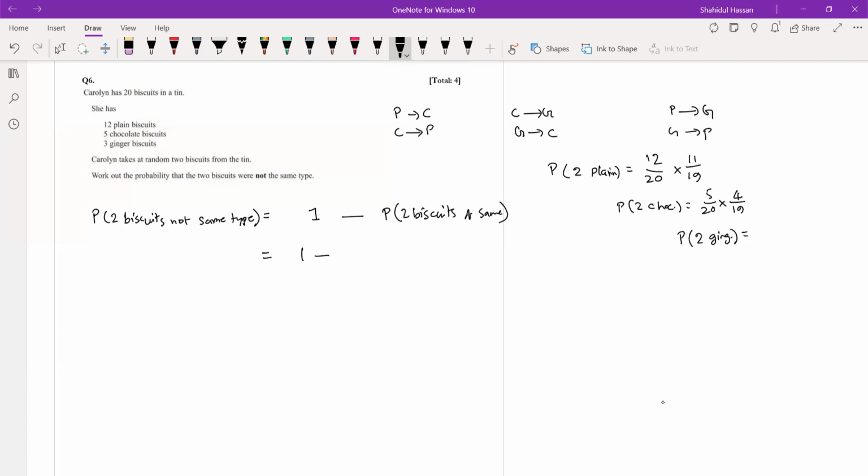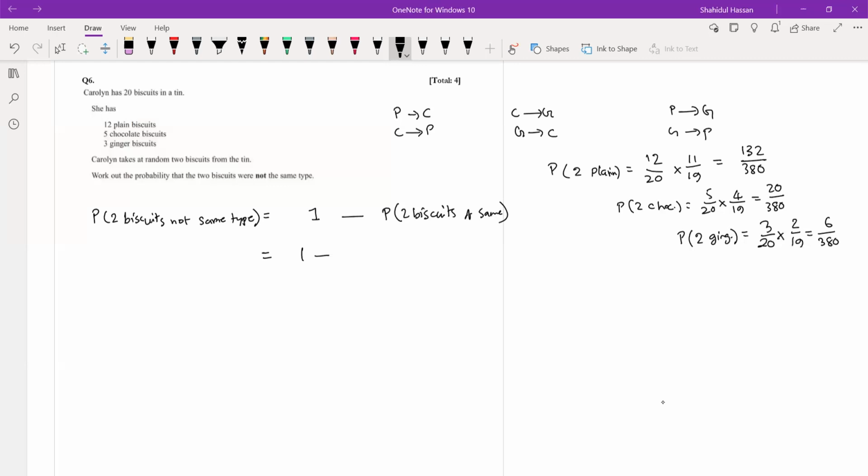So what is the probability of 2 ginger biscuits? The probability of the first one being a ginger should be 3 by 20. The second one should be 2 by 19. So what do we have here? 12 times 11 should be equal to 132. And 20 times 19 should be equal to 380. 5 times 4 should be equal to 20. 20 times 19 should be equal to 380. 3 times 2 is 6, divided by 380.